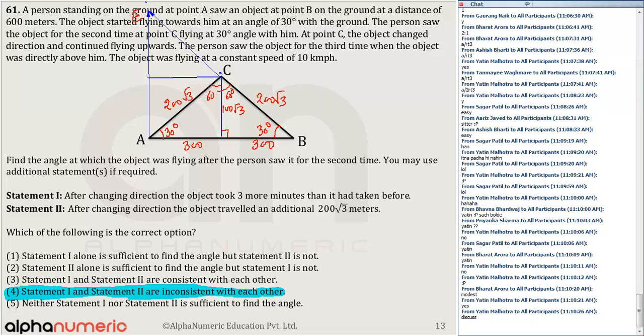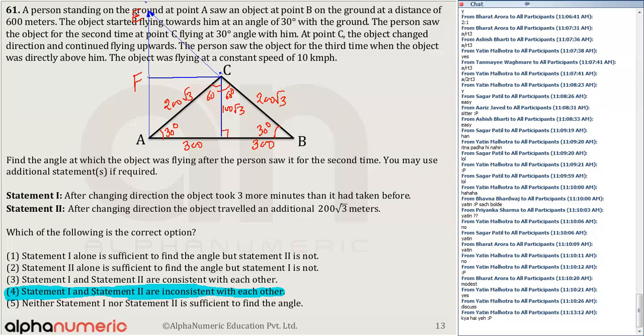Okay, let's say this is point F, and this is angle theta. So basically we were supposed to find out nothing but the angle theta. So if you are supposed to find out the angle theta, let's see here how to find it. Now see here, this is CEF and CFA.